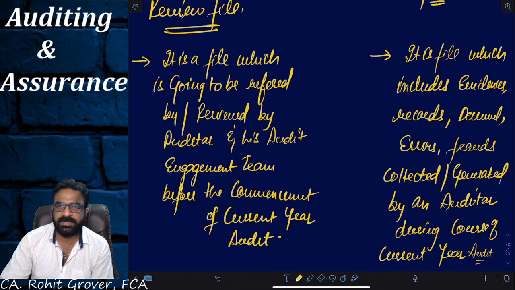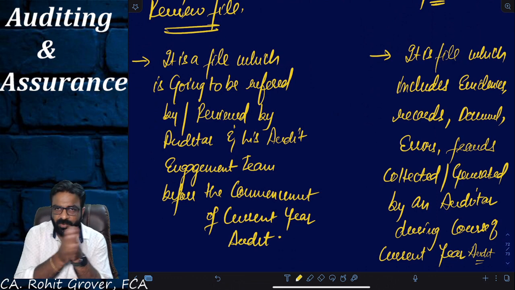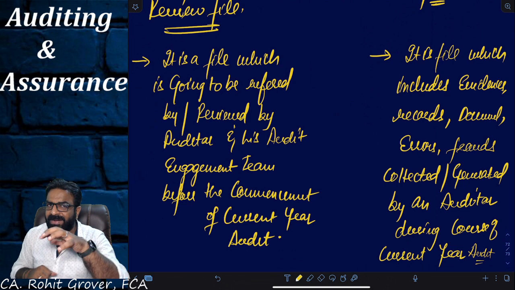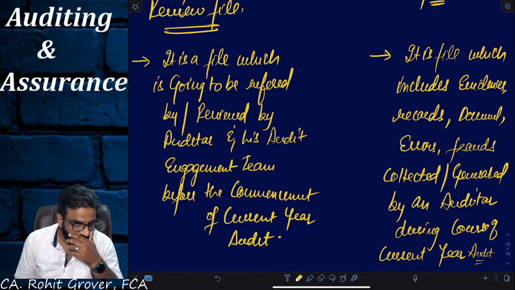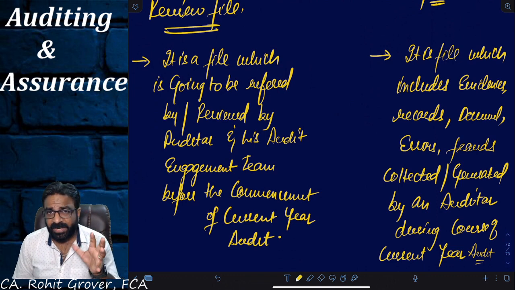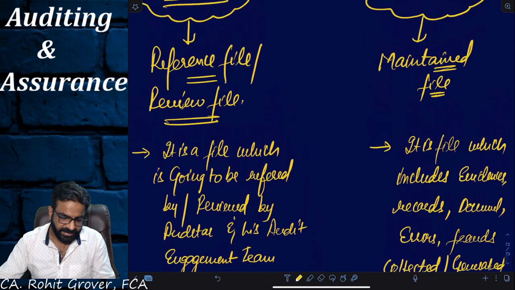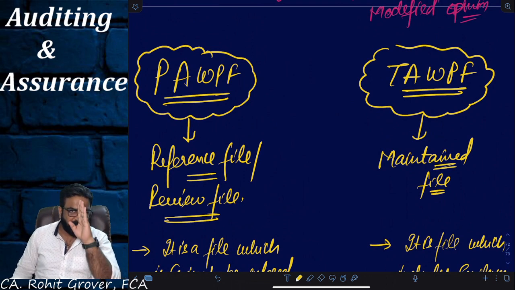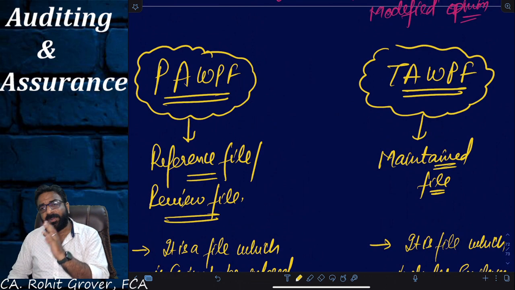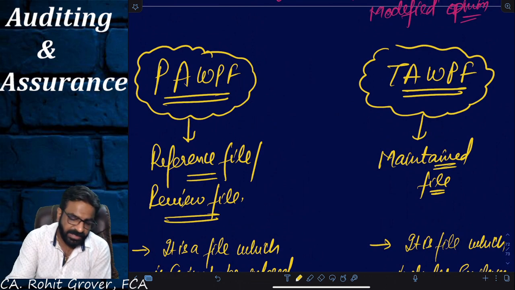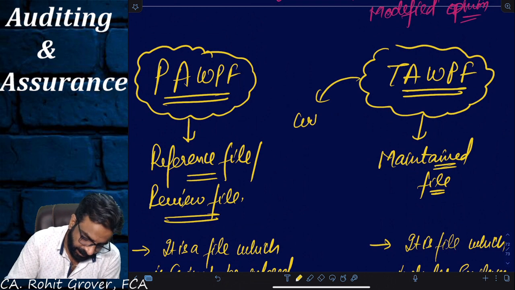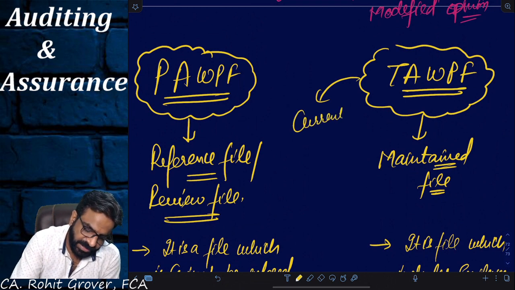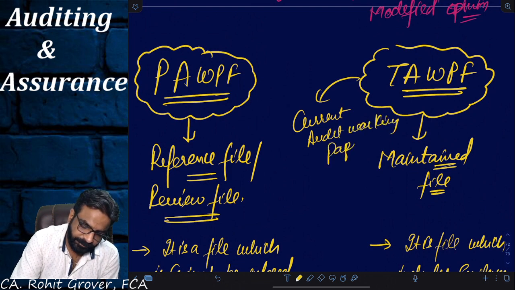So tell me one thing, guys. Which is the file I'm referring before the audit and which is the file I'm maintaining during the audit? Current file during. So permanent audit working file is the file which I am referring before commencing an audit so that I can get a direction. Temporary audit working paper file is the file which I'm maintaining during the year. It is also known as current audit working paper file. Are you getting the point?